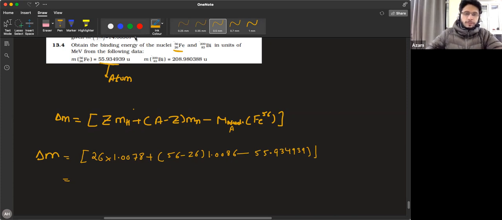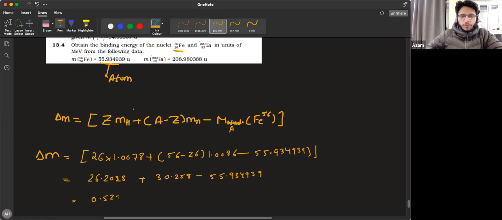1.0078. So that is 26.2028 plus it's 30 into 1.0086. It's 330.258 minus it's 55.934939. So this is 36.2028. So this is 0.5258 atomic mass unit. That is the mass defect.